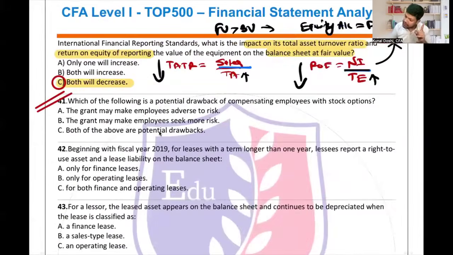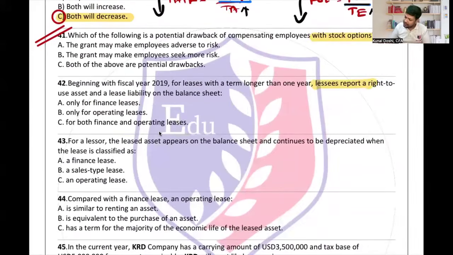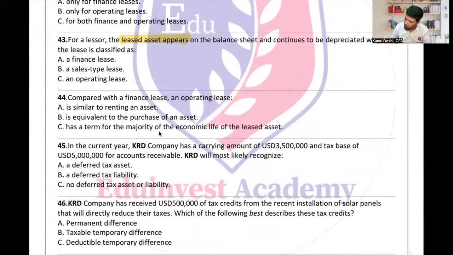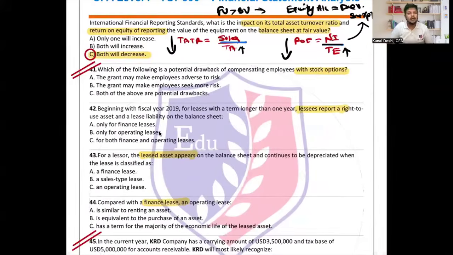Now you see these questions related to stock options, lease. All of these are questions from your long-term liabilities. Got it, everyone? Let's do that.